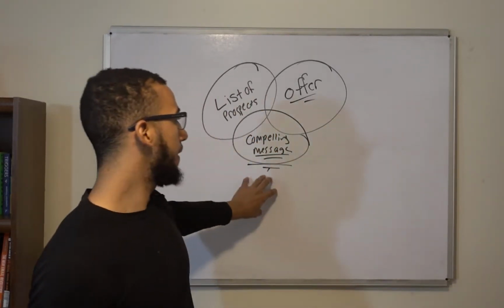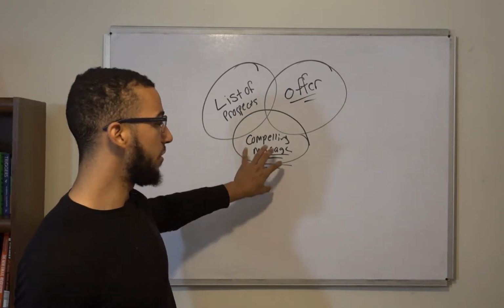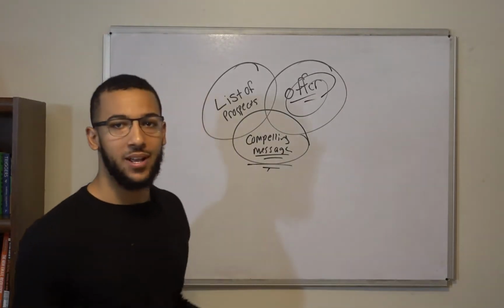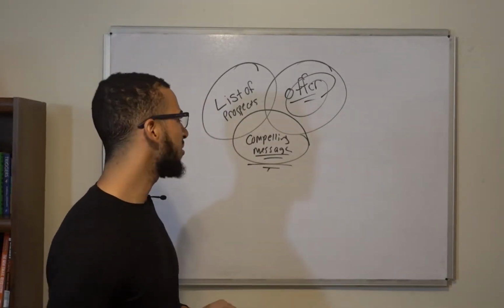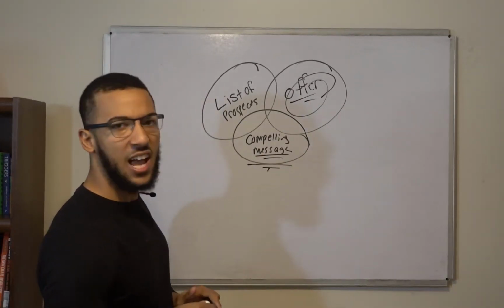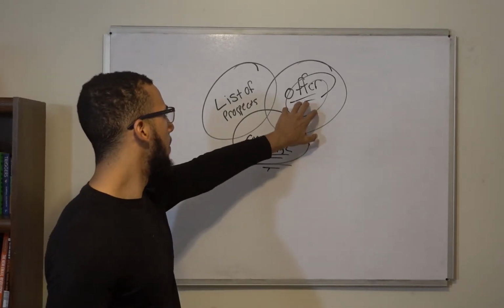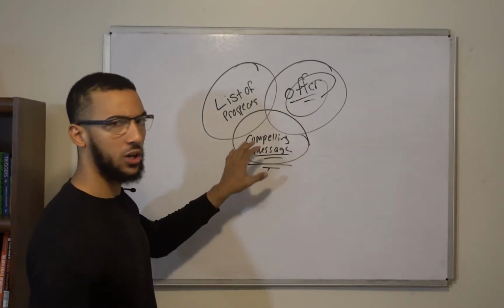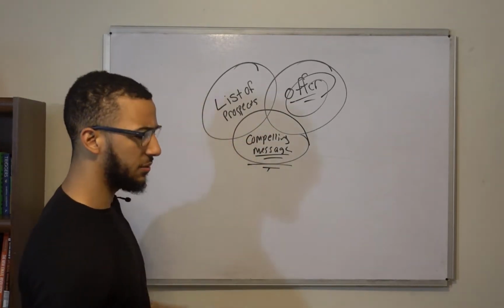So I want to spend a lot of time on this part right here, because I can't really do much about this. If you're in pest control, you're in pest control. If you're a medical spa, you're a medical spa. So I don't really have control over that part, but I do have control over these two. And since this is a little bit more complex, let me dive deep into the list of prospects really quickly.